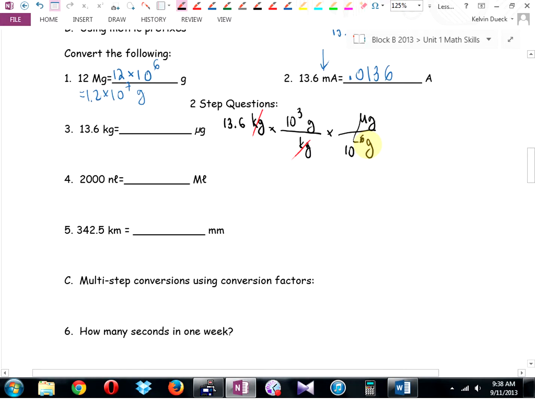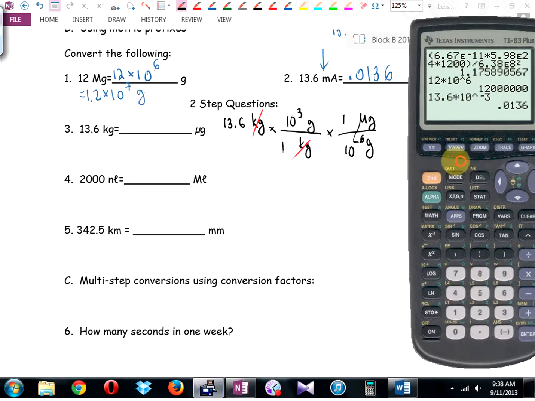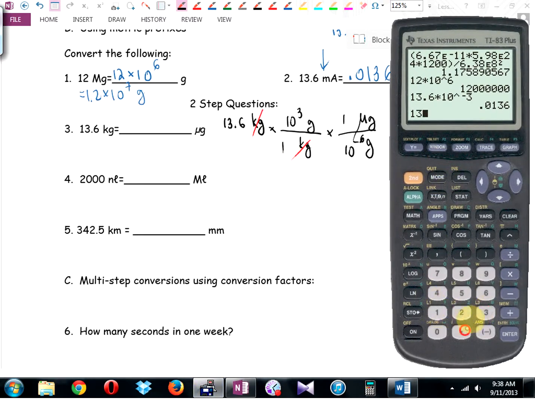Do you see how I was able to figure out where the powers of 10 go? Okay? Thumbs up? By the way, there's an invisible 1 there, an invisible 1 there. I'm going to ignore those. I think it's going to be 13.6 times 10 to the third divided by 10 to the negative 6 on my calculator. So here we go. 13.6 times 10 to the third divided by 10 to the negative 6.